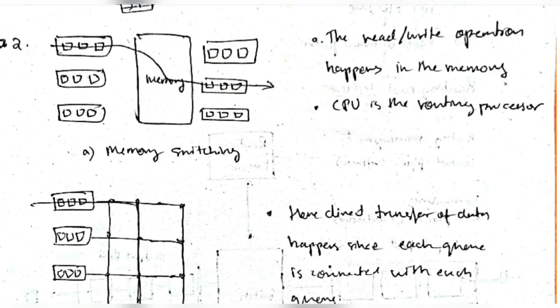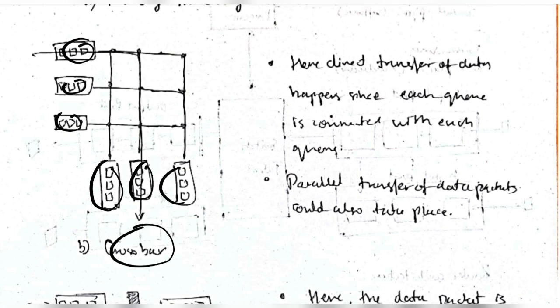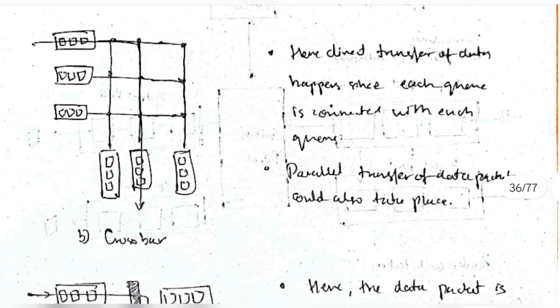The next one is crossbar switching. In crossbar switching, each of the input queues is connected with each of the outputs. So if you have to transfer data from one input to one output, I'll use this path, and there can be parallel transmissions as well. If I have to transfer from here to here, both can happen at the same time. That is the advantage of crossbar switching.